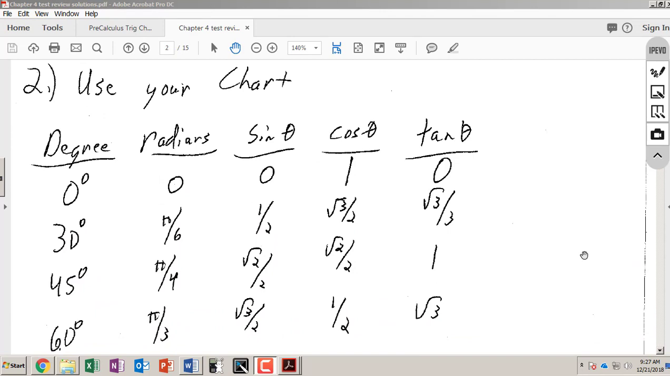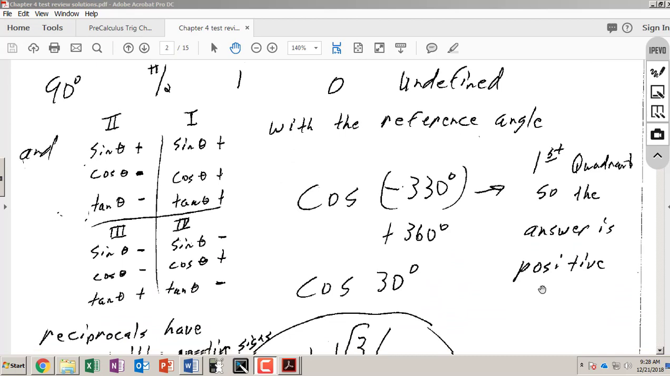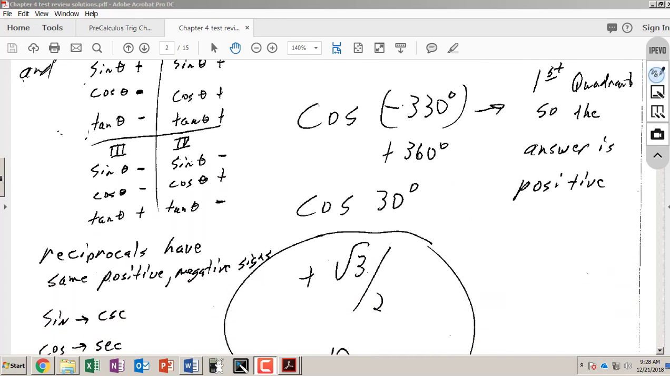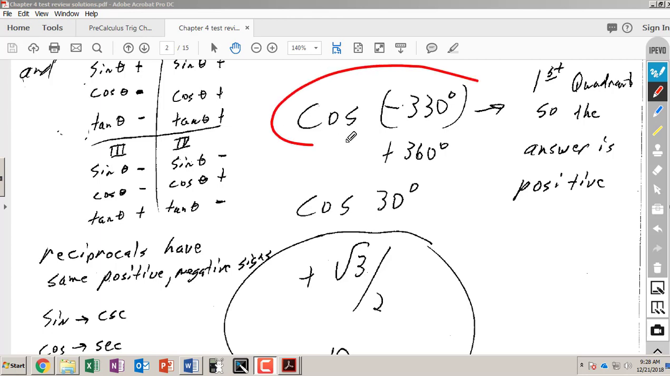So looking at this next one, it says find the exact value of the function cosine of negative 330. So the very first thing I remind you of is to use your chart. Now you're going to notice that negative 330 is not on your chart, and so you're going to have to use a reference angle. So here is the cosine of negative 330. Remember, to be able to find reference angles, you can add and subtract 360, and you can add and subtract 180.